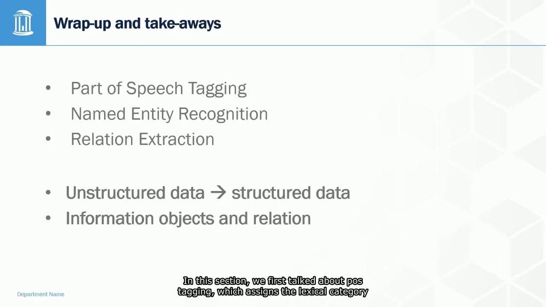In this section, we first talked about POS tagging, which assigns a lexical category to each word to distinguish them within the sentence. We also talked about NER, which labels entities with a predefined meaning. Lastly, we talked about the syntactic dependency structure and how to use it to extract subject-object relations. These three tasks are essential components of text mining and natural language processing. They help us turn unstructured data into a structured format and identify important information objects and their relations.